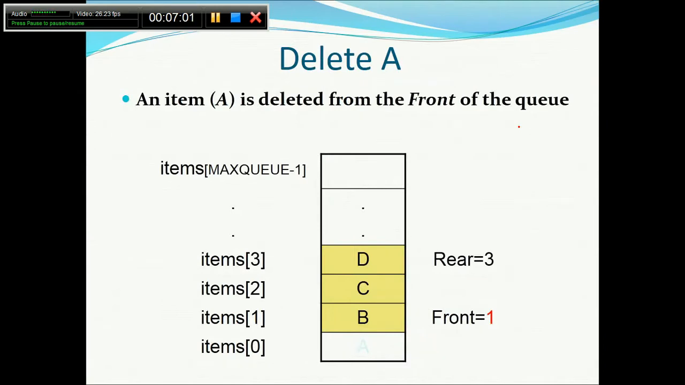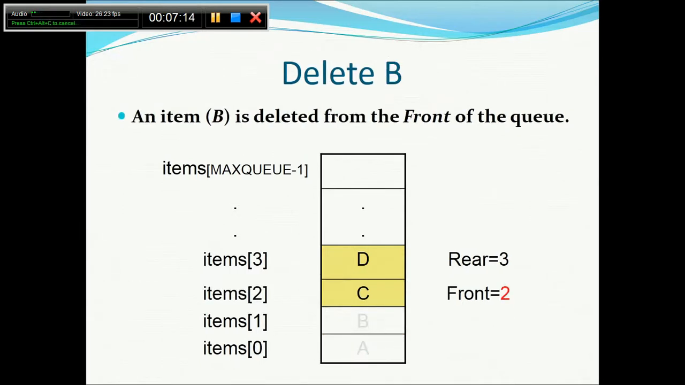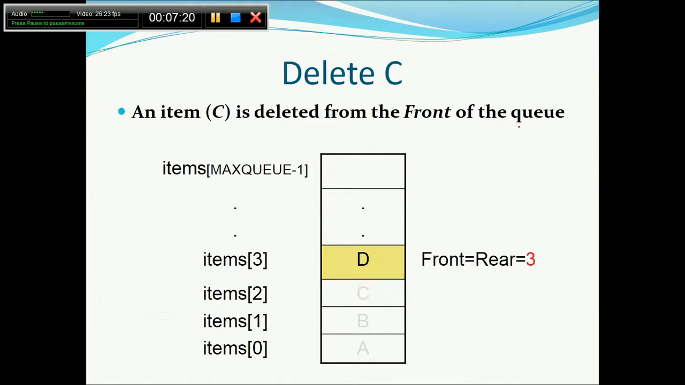Now suppose you want to delete something, just focus on the front. What is the front here? 1. So if you want to delete, copy this value into a temporary variable and then front is equal to front plus 1. If you want to delete here, copy this value to the temporary variable and front is equal to front plus 1, and it would be deleted.